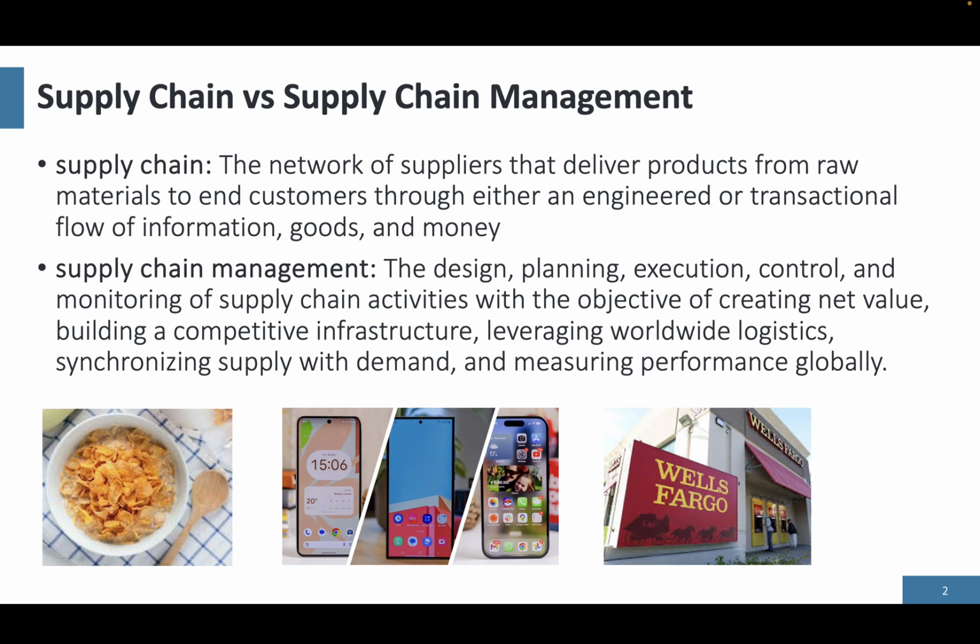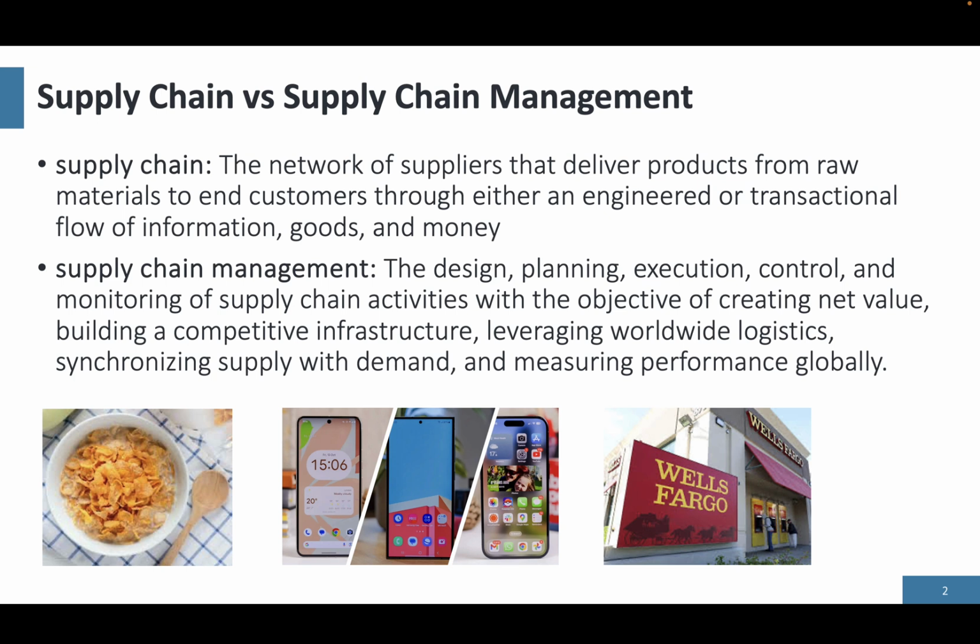And as you can see in these other examples here, the supply chains of products look different from one another. Whether you're making phones or you're providing banking services, the supply chains will look different. But either way, supply chain management is needed through all organizations to have SCM professionals that know how to design, plan, execute, control, and monitor. This will allow organizations to be flexible and adapt to changes or disruptions in the market.